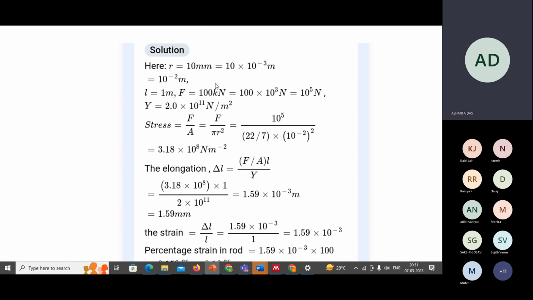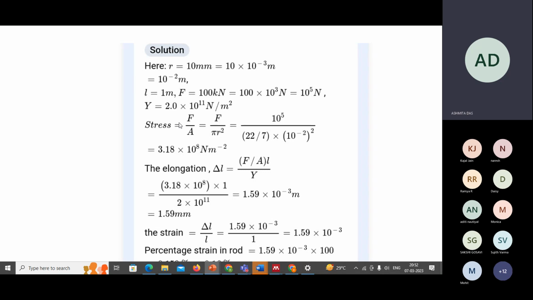So here is the solution. R is given as 10 mm, so we converted it into meters. That is 10 into 10 to the power minus 3 meter, which can also be said as 10 to the power minus 2 meter. Now length is given as 1 meter. Force is given as 100 kilonewton, so if we convert it, it comes as 10 to the power 5 Newton. The Young modulus is given as 2 into 10 to the power 11 Newton per meter square.